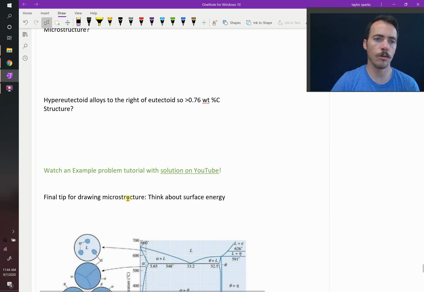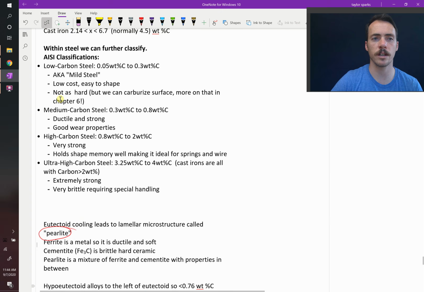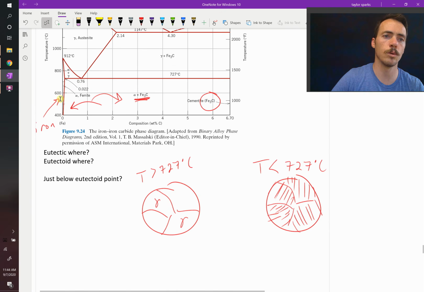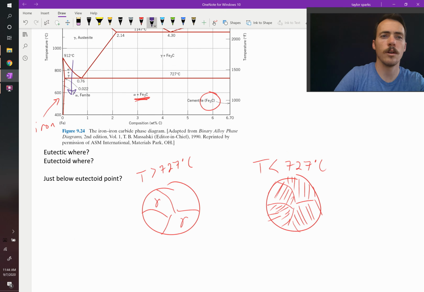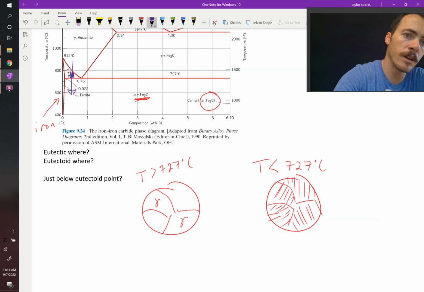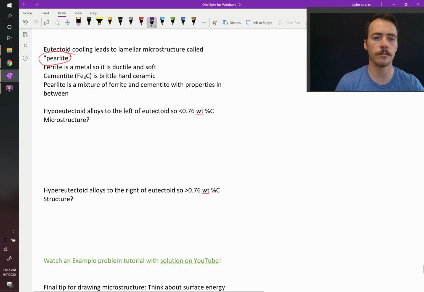Okay. So what would the structures look like if you cooled the structure down in the hypoeutectoid? Hypoeutectoid means that we're cooling it down to the left of the eutectoid, right? So over here somewhere. What will it look like? Well, it's going to pass through this intermediate region right here, right? As it passes through that region, it's going to form alpha plus austenite. So some of your austenite is going to turn into alpha ferrite, right? So if we cool it down, it will look like this.